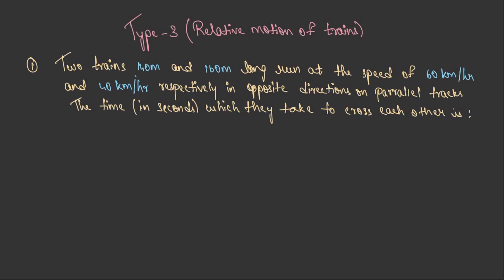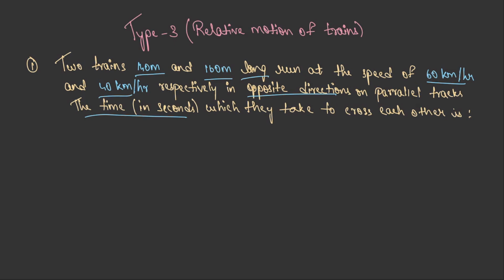Two trains, 140 meters and 160 meters long, run at the speed of 60 kilometers per hour and 40 kilometers per hour respectively in opposite directions on parallel tracks. The time in seconds which they take to cross each other is.